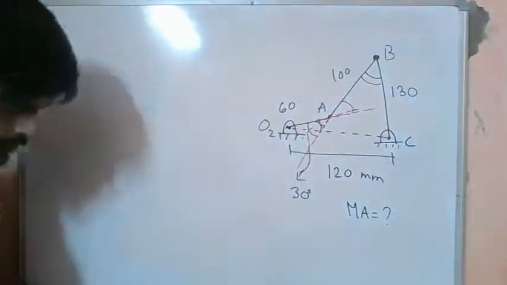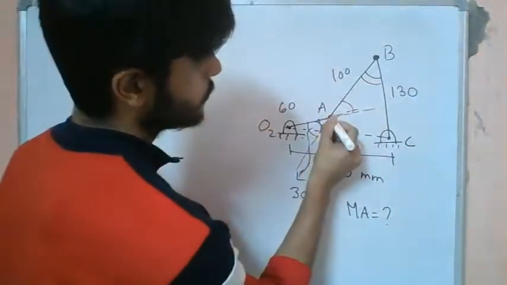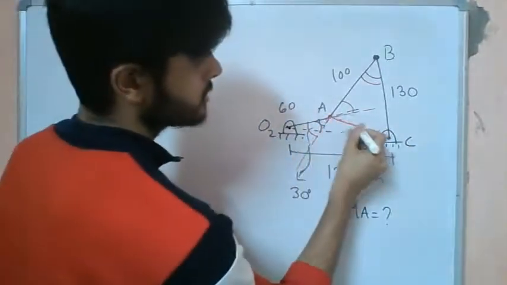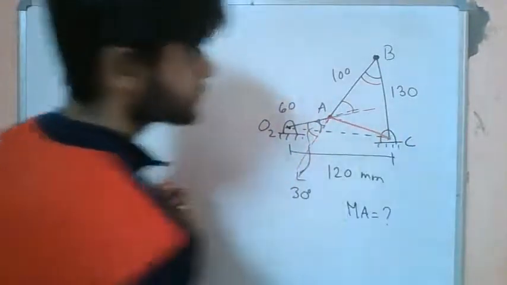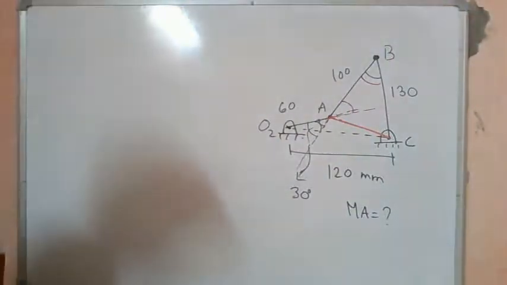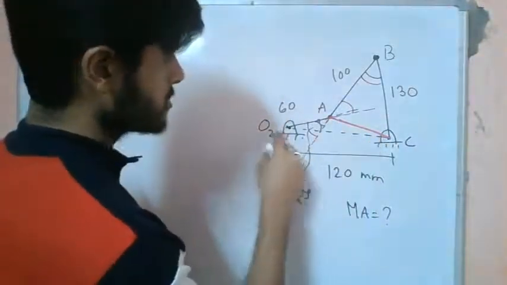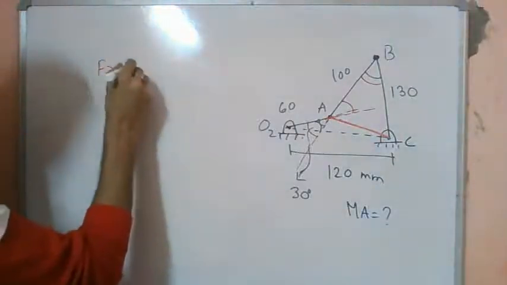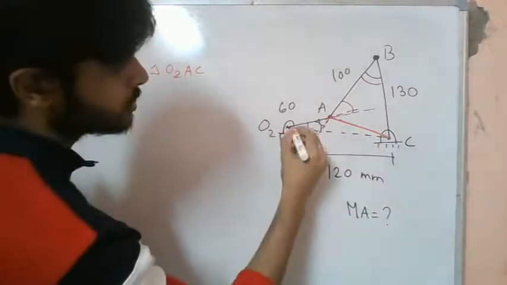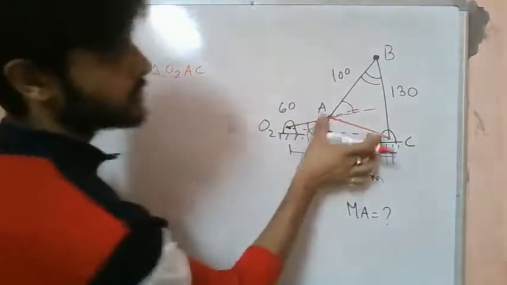Now let's try to find the mechanical advantage. As a first step, we will draw one line from A to C. So this line AC is drawn, and we have ABC as a triangle. The AC length is unknown to us now. From this bottom triangle O2AC, we will first find out what AC is.